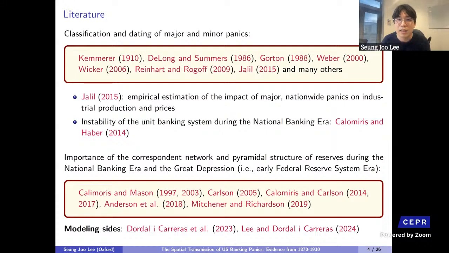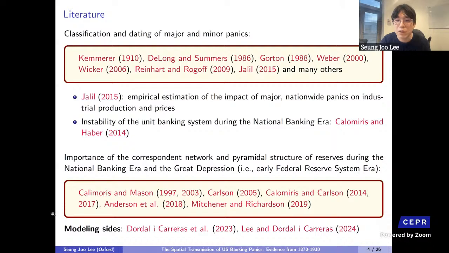And he estimated the quantitative impact of major nationwide panics on industrial production and prices, and found a significant effect on the real economy. And there is another literature about the importance of the correspondent network, which I explained, and the pyramidal structure of reserves during the national banking era and the early Federal Reserve System era, including the Great Depression.